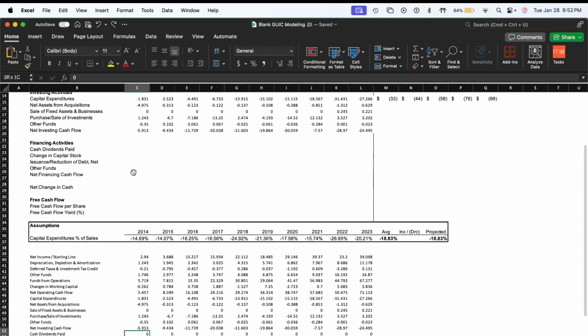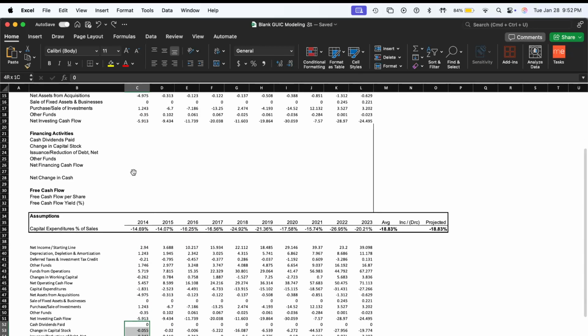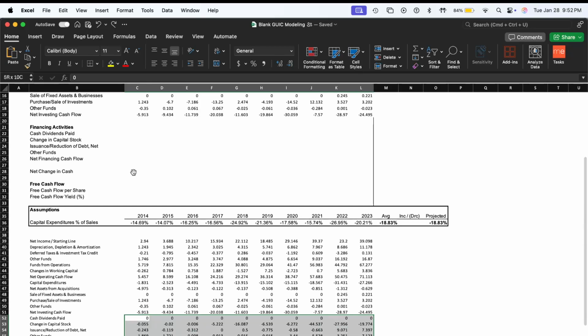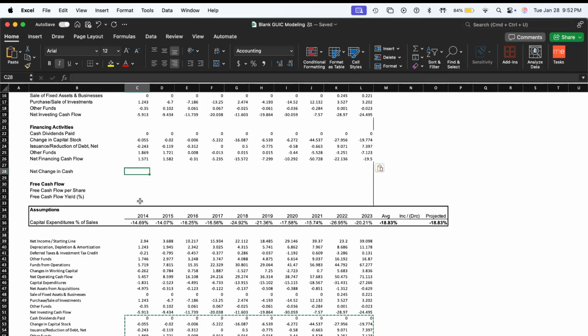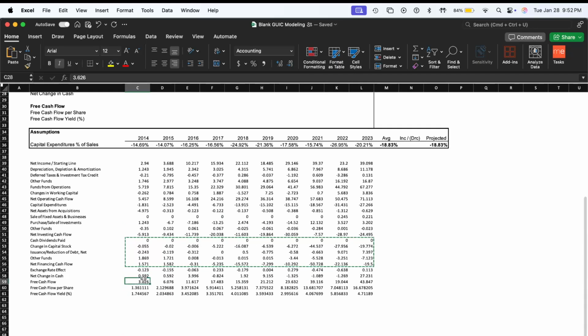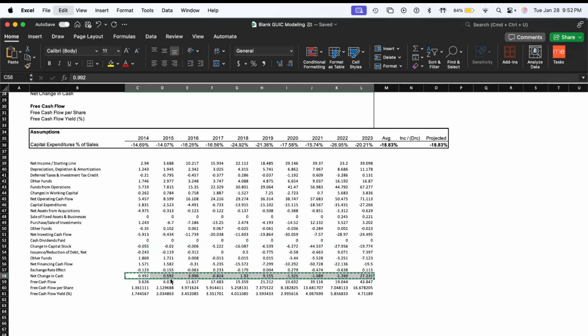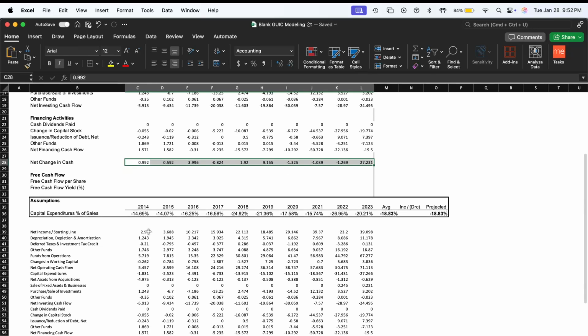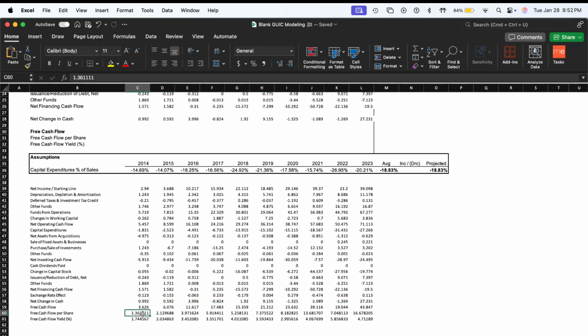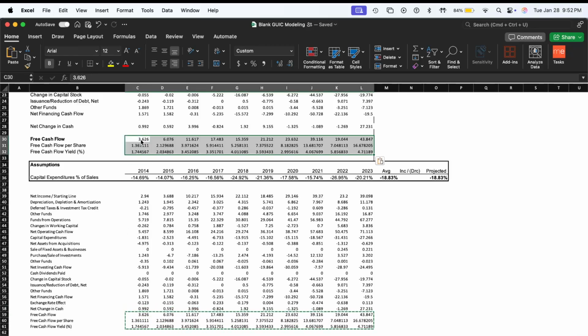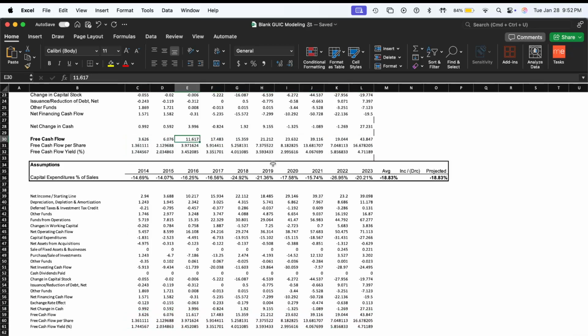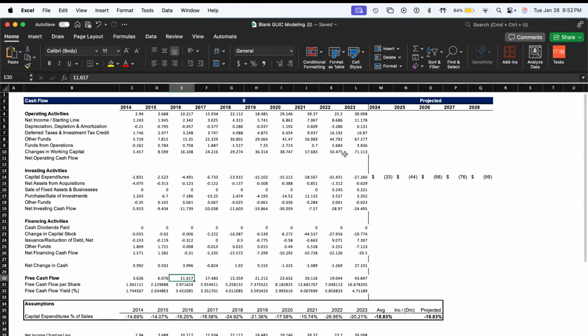Cash dividends, change in capital, issue reduction debt, other funds, no financing. Beautiful. Net change in cash. So you could find yourself, but we're just going to take this. Now we're on to free cash flow per share. We can take free cash flow here if we want, which is what we're going to forecast for our DCF. But now this is done.